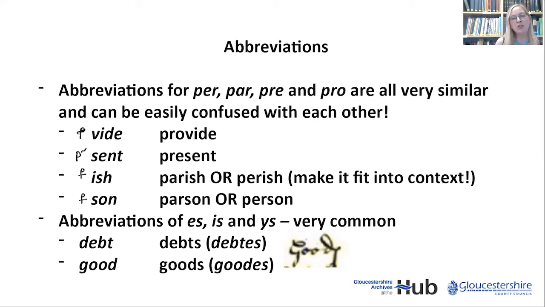And then you've got abbreviations of ES, IS and YS. So we've got the two examples, "debts" and "goods". Goods is taken from one of the documents that we'll be looking at. So you've got quite an easily readable "good" with a thing at the end of it, which is actually an ES. It's not just an S. So that is the abbreviation mark for ES. So you would transcribe that as GOODES.